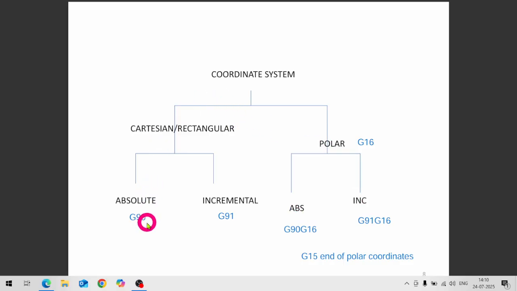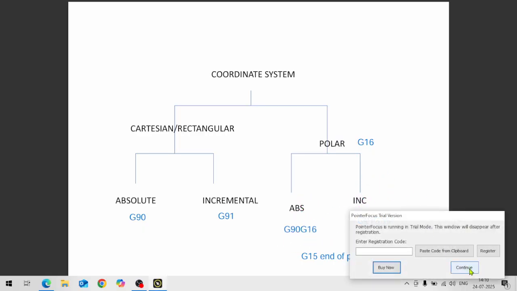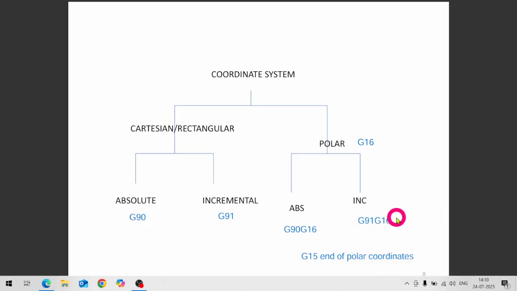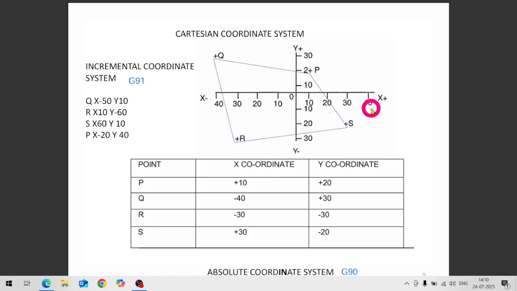For the rectangular coordinate system, the command is G90 for absolute and G91 for incremental. For polar the command is G16. For absolute it is G90 G16, and for incremental it is G91 G16, and the end of the polar coordinate is defined by G15. So this way, I will explain this in an example.